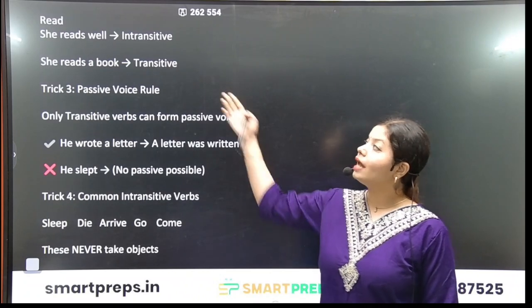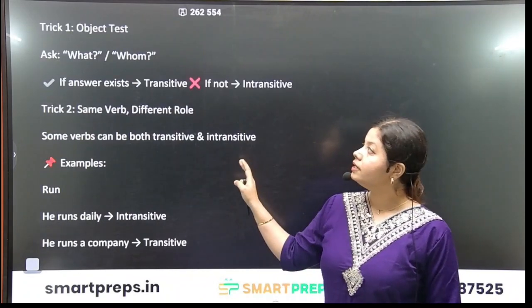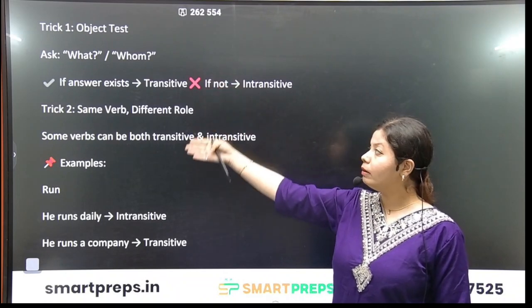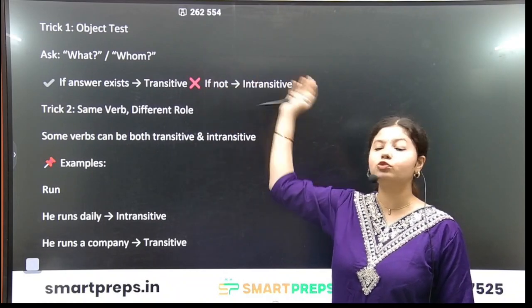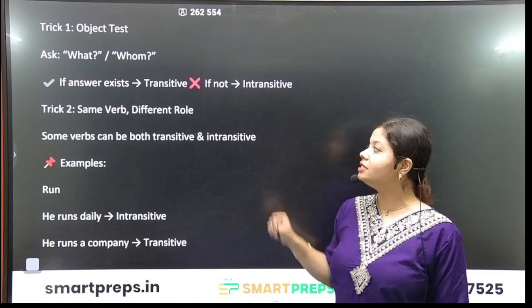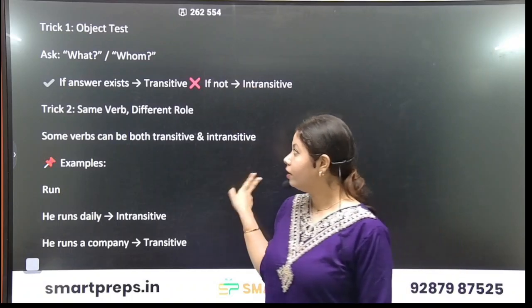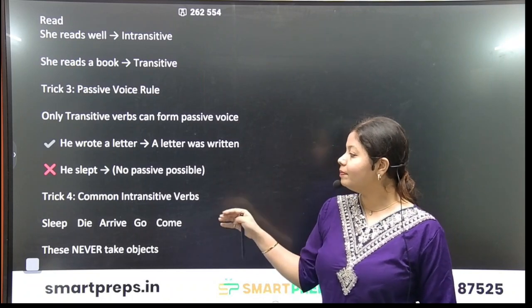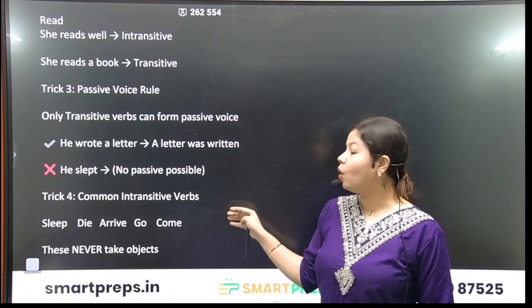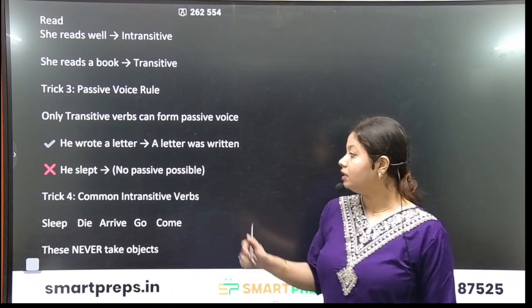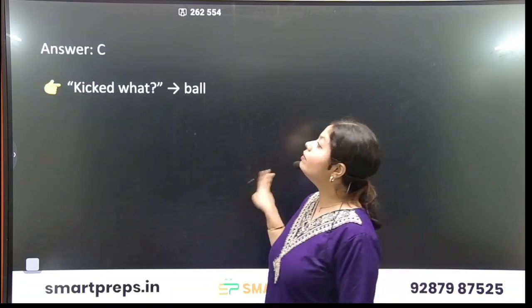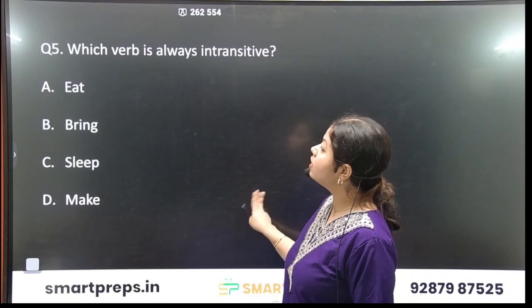Now, the object test: we ask what, whom. Then we get the answer. If the answer exists, it is transitive. If the answer is not there, it is intransitive. Same verb, different roles. Sleep, die, arrive, go, come, all these are what? These are common intransitive verbs. These never take objects.